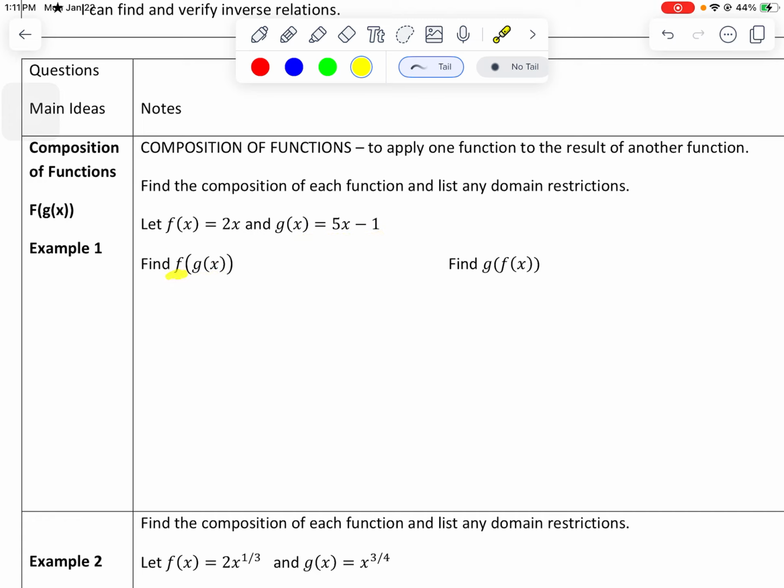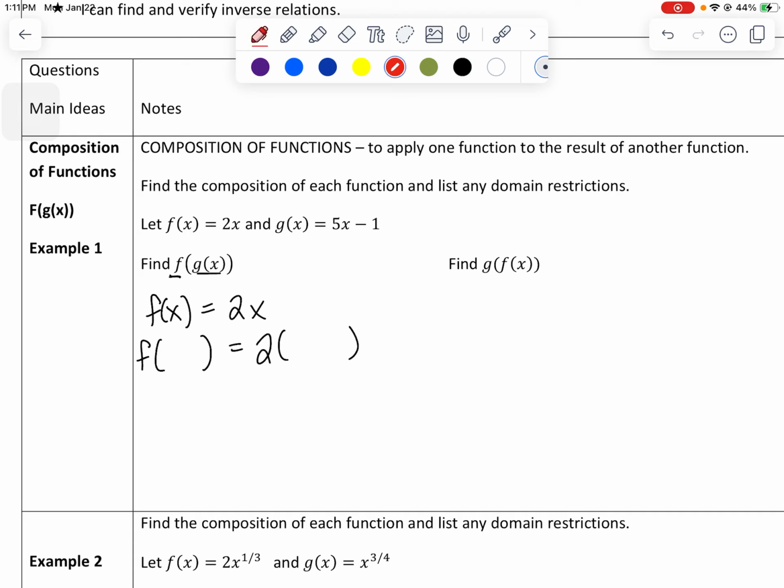So you look at the outside function, and that's the one you start with. So f is on the outside, so start with f of x equals 2x. Then you'll notice instead of f of x, we now have f of g of x. So in the place of the x spot on both sides here, we're going to put in the g of x function, which was 5x minus 1. So we had f of x is now f of 5x minus 1, and then 2x is going to be 2 times 5x minus 1.